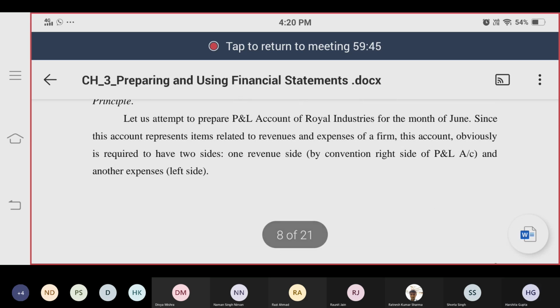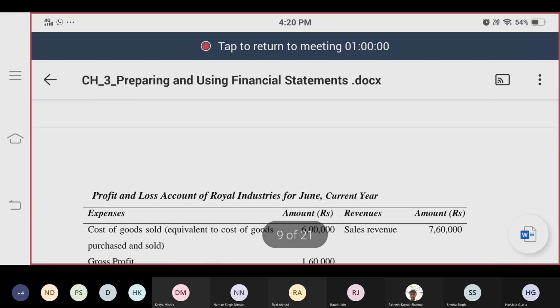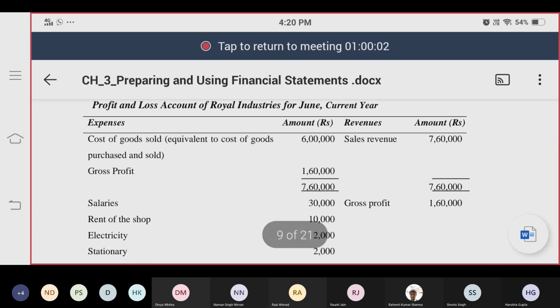Since this account represents items related to revenues and expenses of a firm, this account obviously is required to have two sides. One is your revenue side, that is by convention taken to be the right side of the P&L, and the other is the expenses side. So let us see how the P&L looks for this.